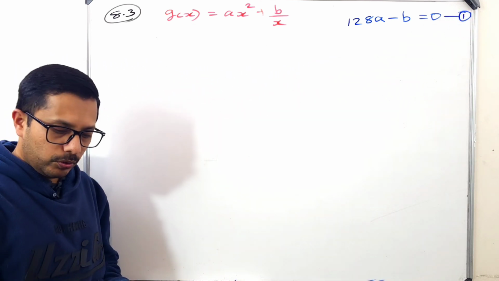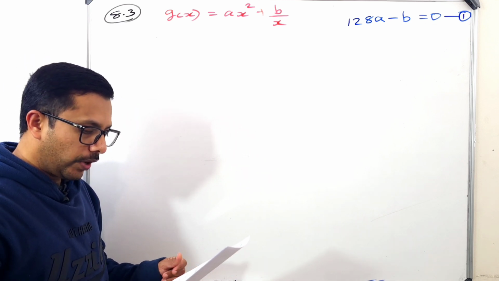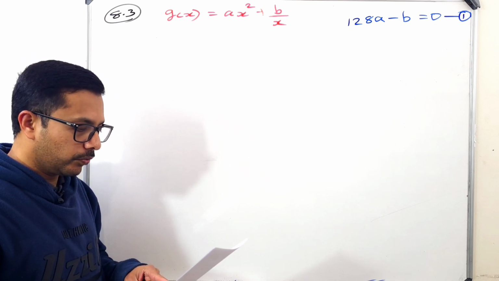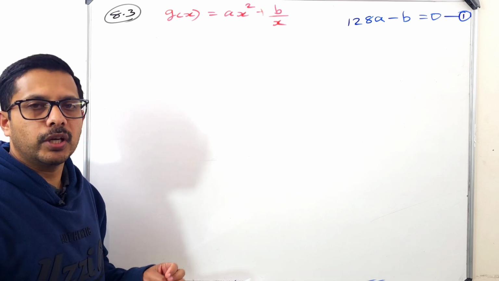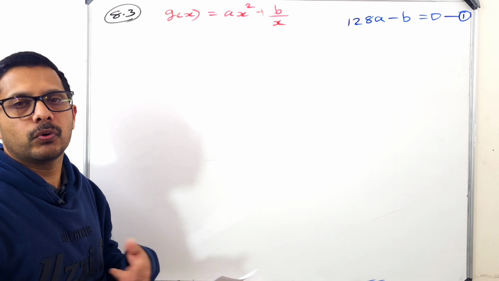Now look at the second sentence. What is the second sentence? The function value at x is equal to 4 is 96. So now they are saying that the function value at x is equal to 4 is 96.